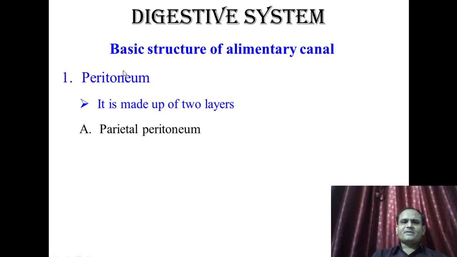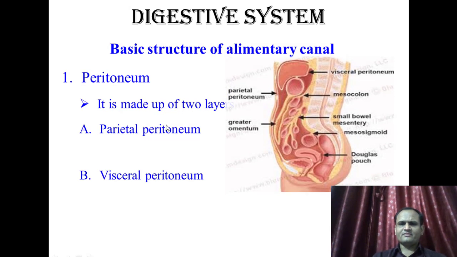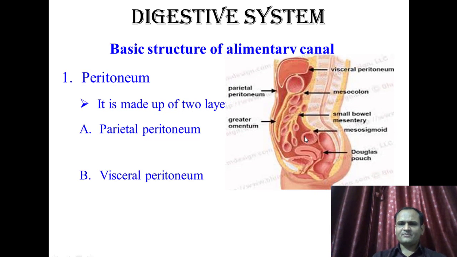Correct? The peritoneum is the outermost covering of the alimentary canal, and it is again made up of two layers. The outermost layer is known as the parietal peritoneum, and the inner layer is known as the visceral peritoneum. Where is the parietal peritoneum situated? It can be well understood with the help of this diagram. Here you can see the parietal peritoneum, and here is the visceral peritoneum.